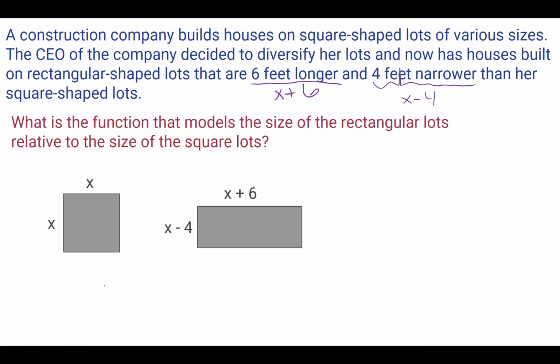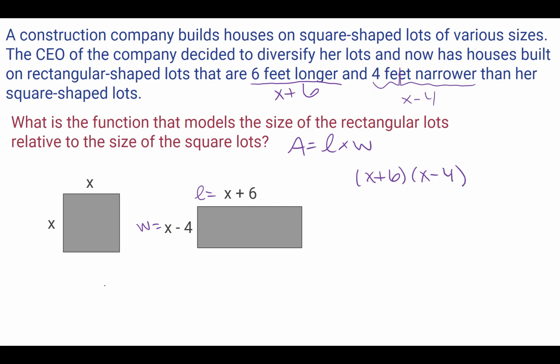So, how do we find area? Number times the number times the number. It is length times width. So, for my rectangle, what's my length? X plus 6, and my width is going to be X minus 4. So to find the area, we're going to multiply them together. So we're going to do X plus 6 times X minus 4.